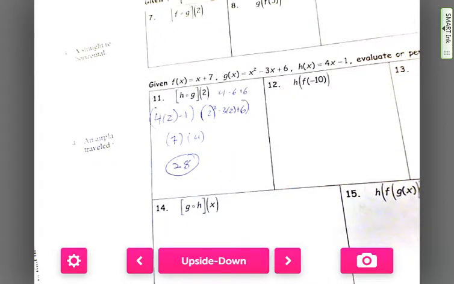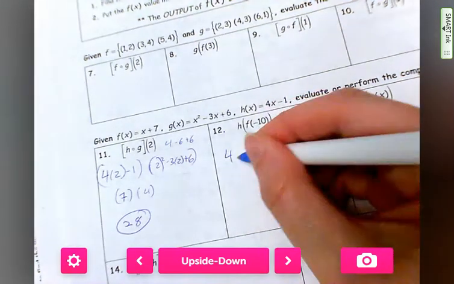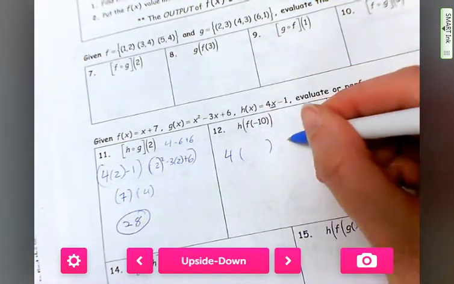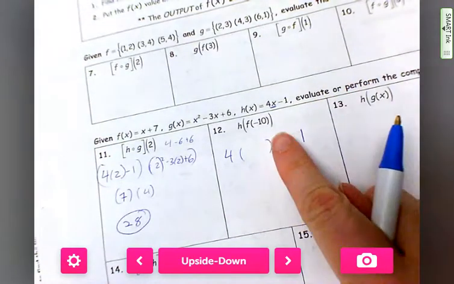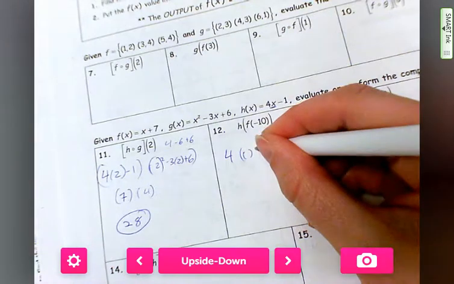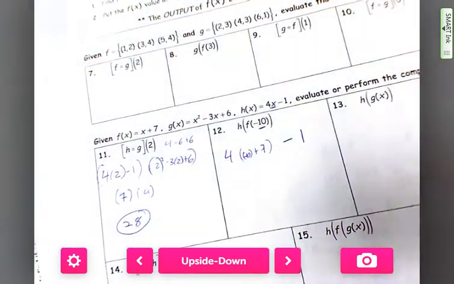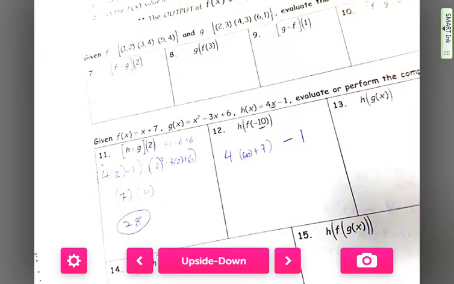Okay, let's try 12. So I've got H first, so I'm going to go 4. I'm going to leave a parentheses for where X is, minus 1. And then it wants F to go in there. So F is X plus 7. And then it says plug in a negative 10 where X is. So I did that really fast. Are we okay? So wherever there was an X, I left a space. I left a parentheses.